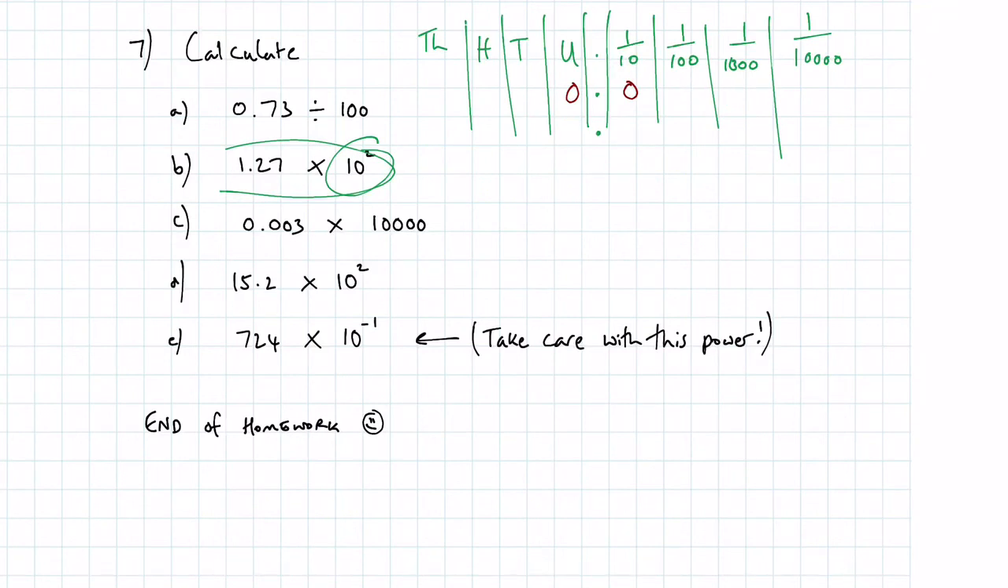Question D, we're multiplying by 10 squared, which means multiplied by 100. So if I put my number in my diagram, 15.2, multiplying by 100 means move everything 2 places to the left. Fill it with zeros, 1,520. And the last question's a trick. Let me just clear my diagram and get ready to answer it. It says 724, which is there. Now if I multiplied it by 10 to the power 1, it would make it 10 times bigger. So if I'm multiplying it by 10 to the power minus 1, it makes it 10 times smaller. And you end up with 72.4.